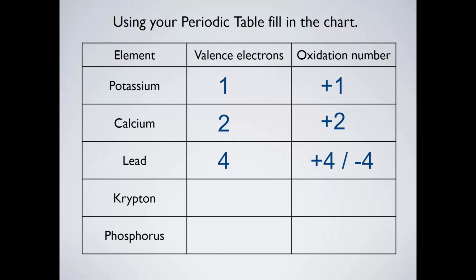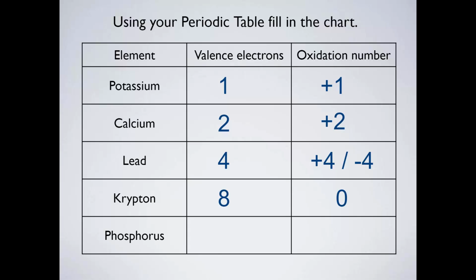Question over here? Yeah, Krypton. Olympia, how many valence electrons? 8. So its oxidation number is 0. Forever alone. It's happy alone. It doesn't need any other element.